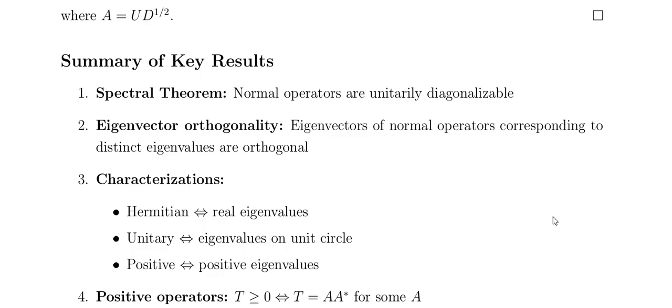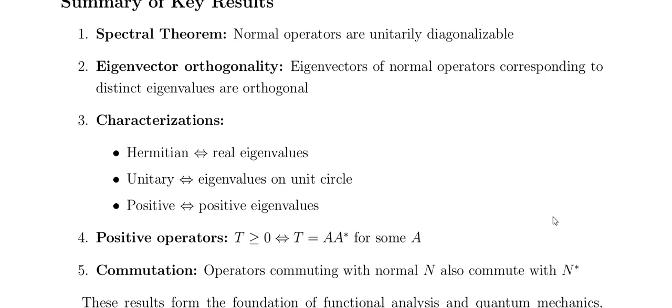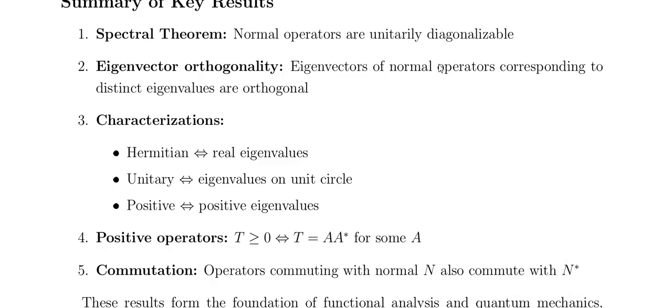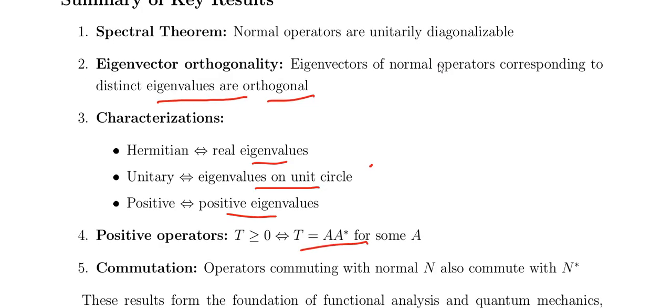And the spectral theorem: normal operators are unitarily diagonalizable. Eigenvector orthogonality, that is, eigenvectors of a normal operator corresponding to distinct eigenvalues are orthogonal, and Hermitian implies real eigenvalues. Unitary means eigenvalues on the unit circle, that is mod of lambda equal to 1. Positive means positive eigenvalues, that is positive operator means T greater than or equal to 0, T equal to T star. Okay, these are very important results.